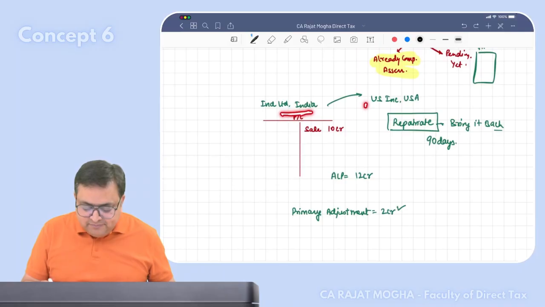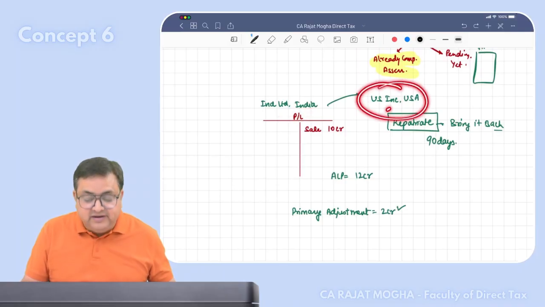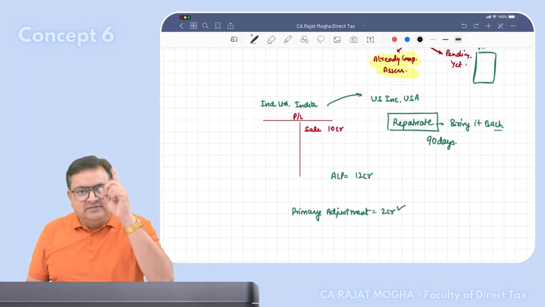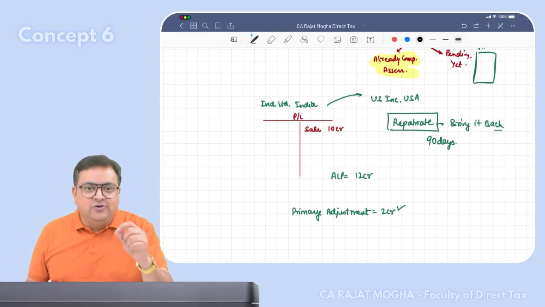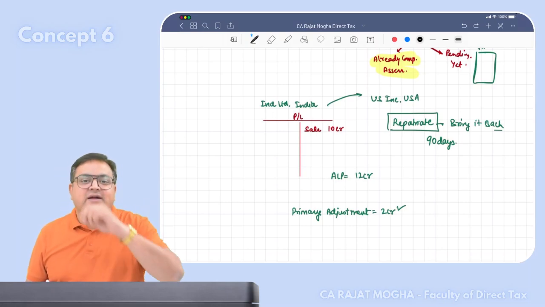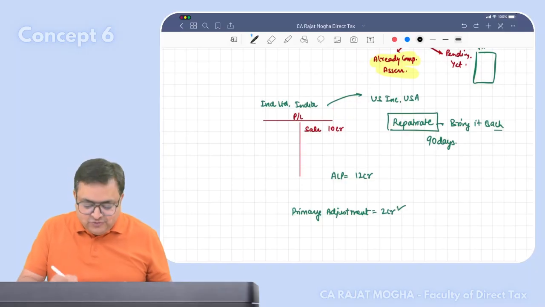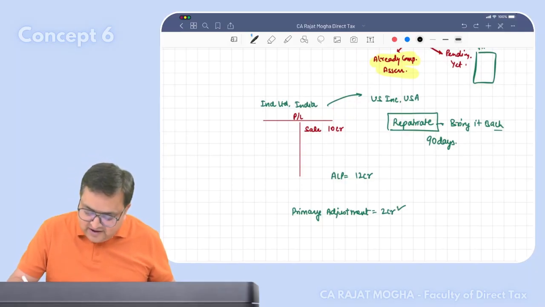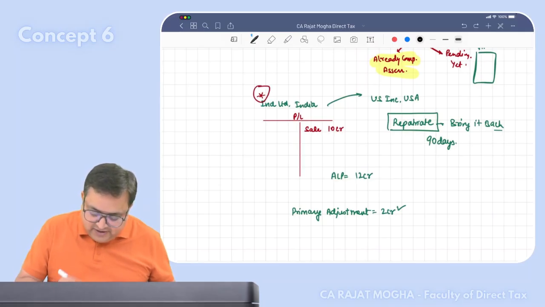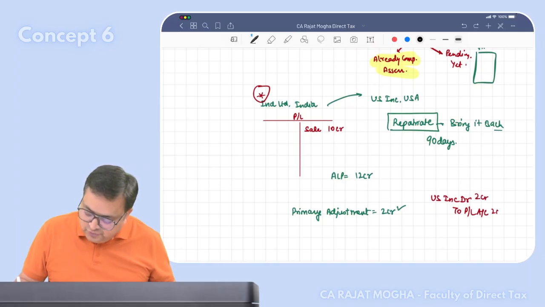In your books, please make this person a debtor. End Limited, please make this person a debtor. So in your books also pass an accounting entry, a general entry, and make this person a debtor. What entry should you pass? I am passing in the books of End Limited: USINC debit to P&L account, 2 crores.